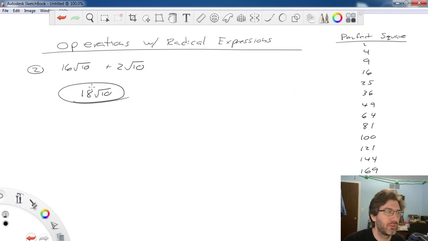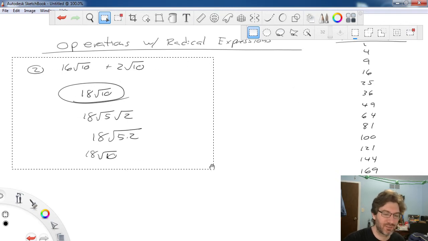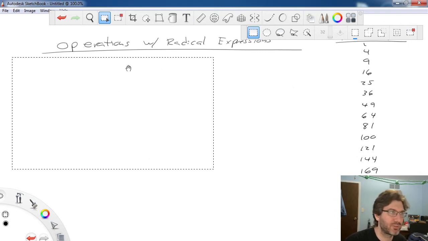And again, you don't want to reduce that 10 because it doesn't have any perfect squares in it. Right? If you were to reduce it, it would be like 18 times the square root of 5 times the square root of 2, which is ugly, so you might as well just write it as 18 times the square root of 10. So you can't simplify everything, especially if it's already simplified.